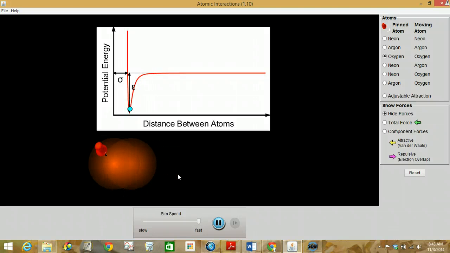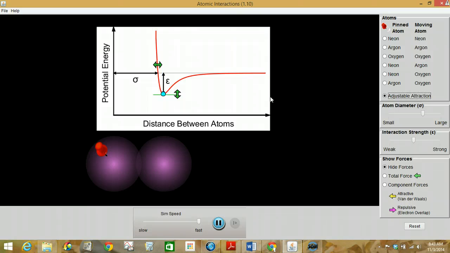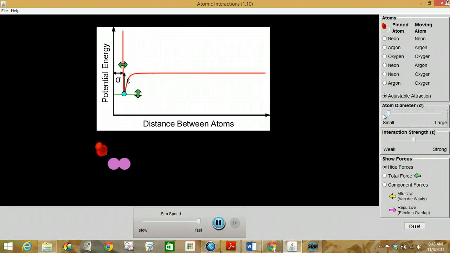Alright, and then lastly we're going to the carbon monoxide molecule, which we will do adjustable attraction. Atom diameter is small, and interaction strength is strong. So there's the CO.